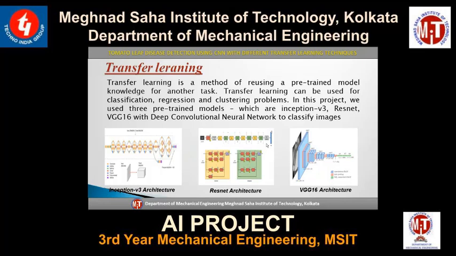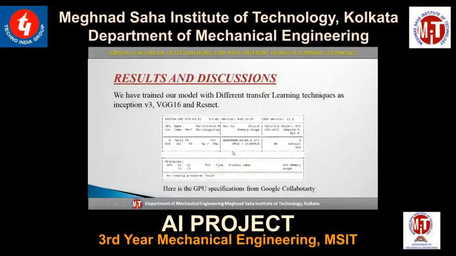Transfer learning is an already created CNN model, and a small part of it is trained again with our data. Transfer learning has different techniques like Inception V3, ResNet, VGG16, and lots of others. Here we use only Inception V3, ResNet, and VGG16. And this is our result and discussion portion.